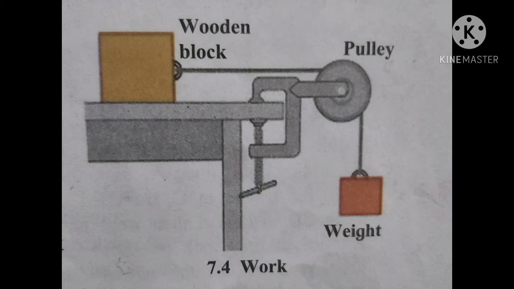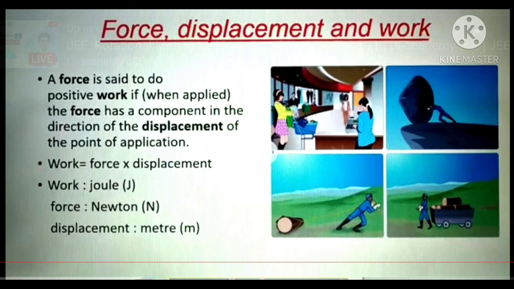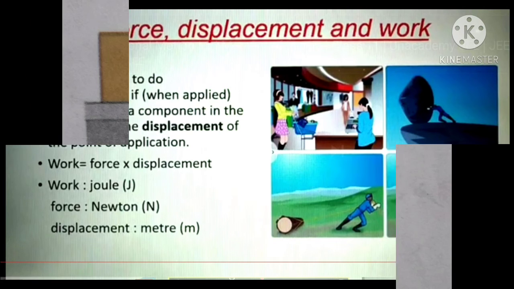Let's observe the figure. In the figure alongside, a string attached to a wooden block on a table is passed over a pulley and tied to a weight. On applying sufficient weight, the block will be seen to move. Which force is being applied here? How can this force be increased? What will happen on applying more force? When can we say that the work is done by the applied force?